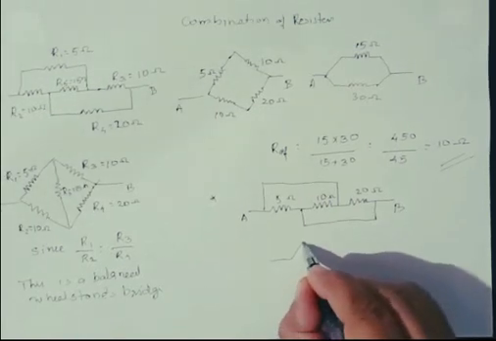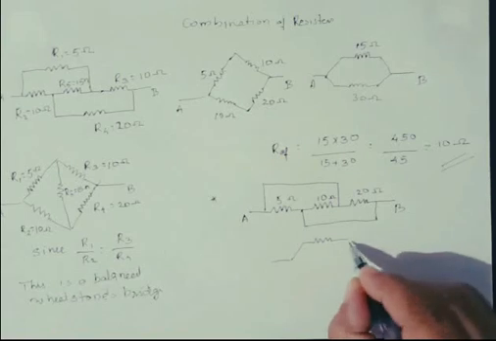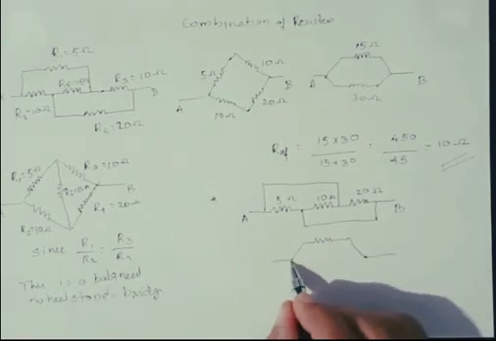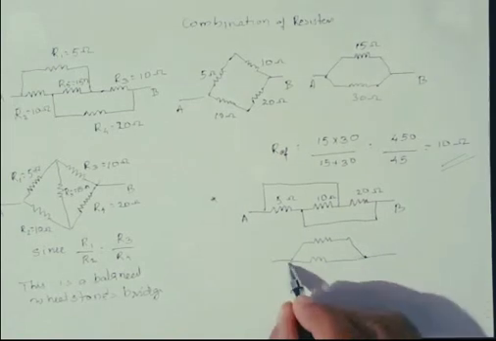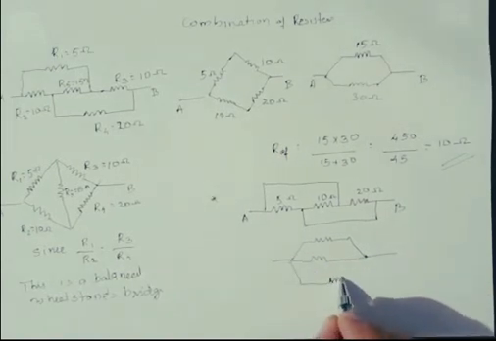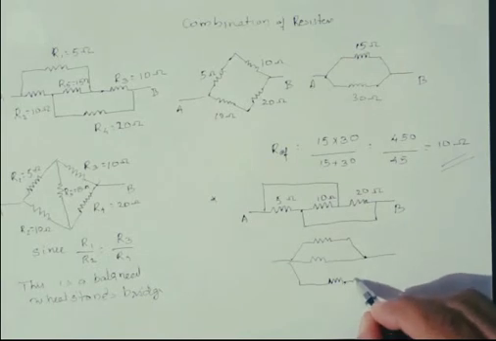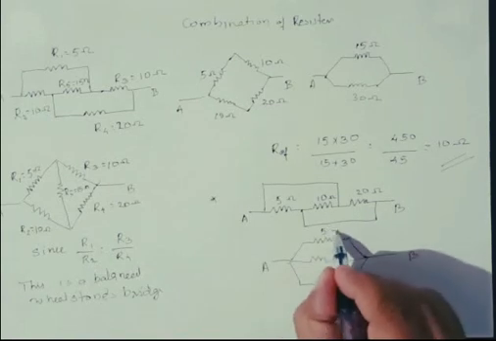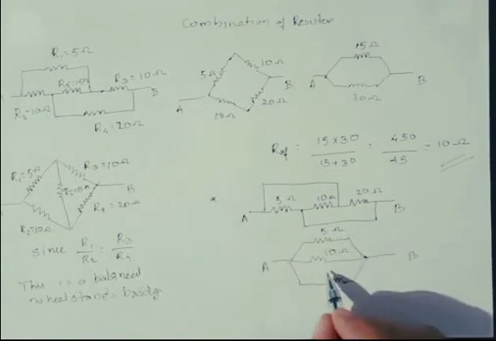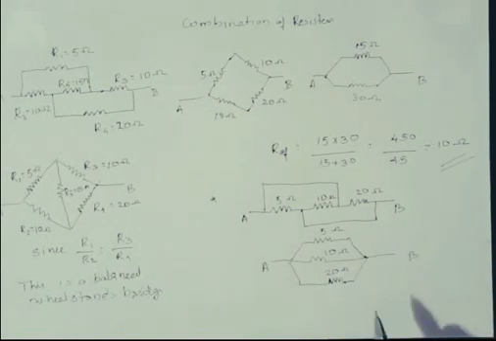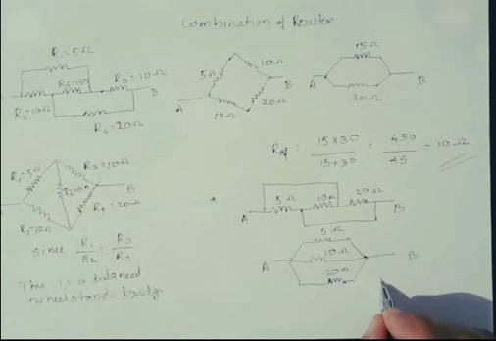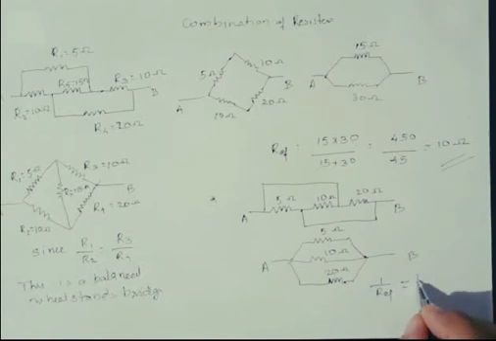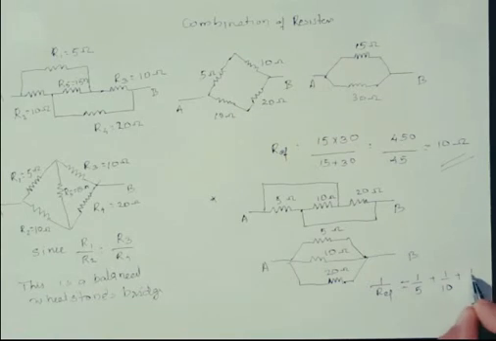So the equivalent circuit in this case is something like this. This is the equivalent circuit. It has nothing to do with the resistance circuit, and this point is A, this point is B. This is 5 ohm, obviously 10 ohm, and this is 20 ohm. So the effective resistance you can calculate using the expression 1 upon R effective is equal to 1 upon 5 plus 1 upon 10 plus 1 upon 20.